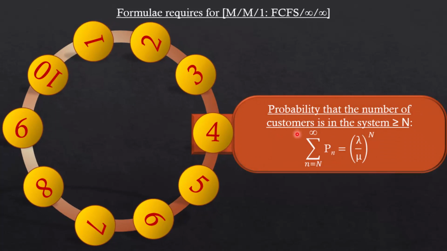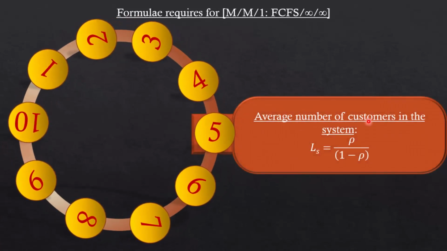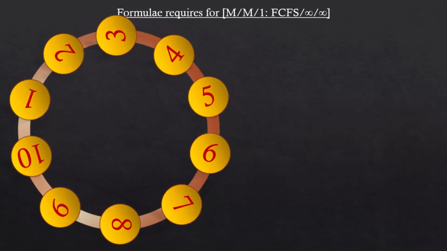The probability that the number of customers in the system is greater than capital N is found using lambda by mu to the power capital N. Next is the average number of customers in the system, also known as the length of system. Whenever we talk about the system, we find the length of system. It is given by rho upon 1 minus rho, and if we put rho equal to lambda by mu, we can find this equation in terms of lambda and mu.